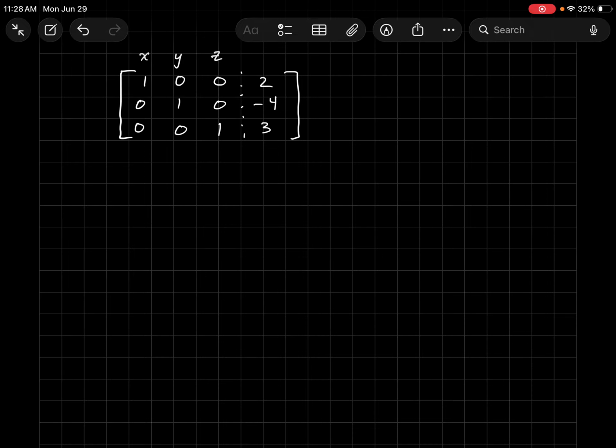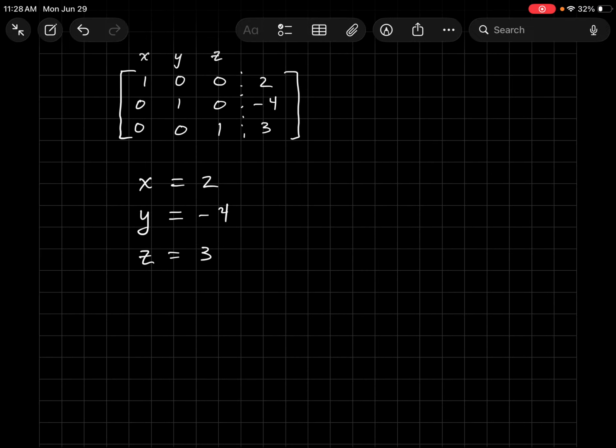Hopefully you see it's really easy. That is, the original equations are very simple. In fact, I get 1x plus no y's plus no z's equals 2. I get no x's plus 1y plus no z's equals -4. And finally, no x's plus no y's plus 1z equals 3.